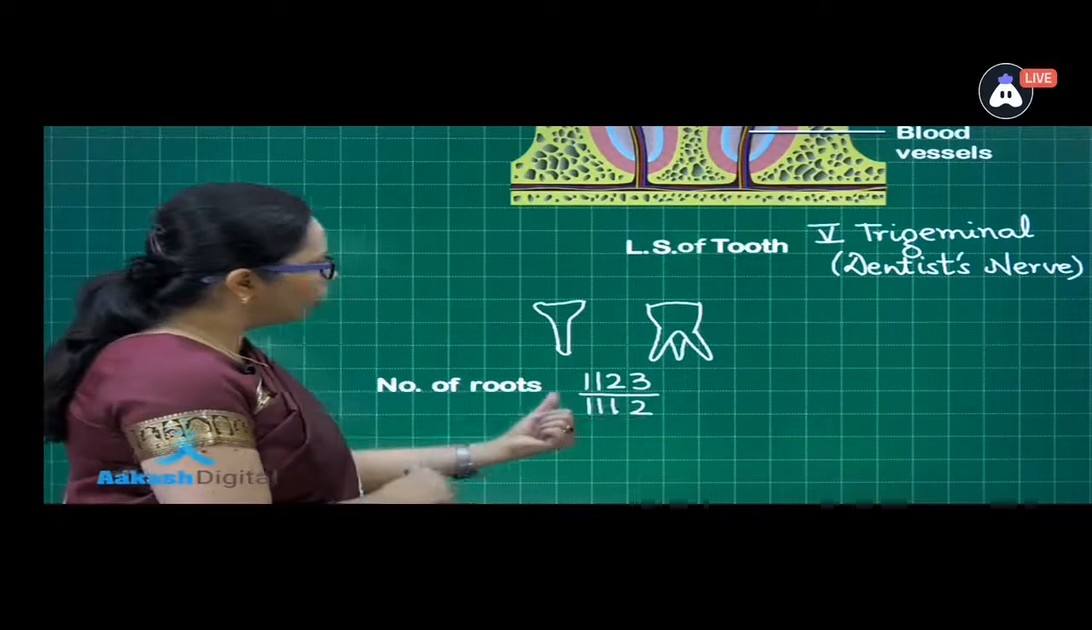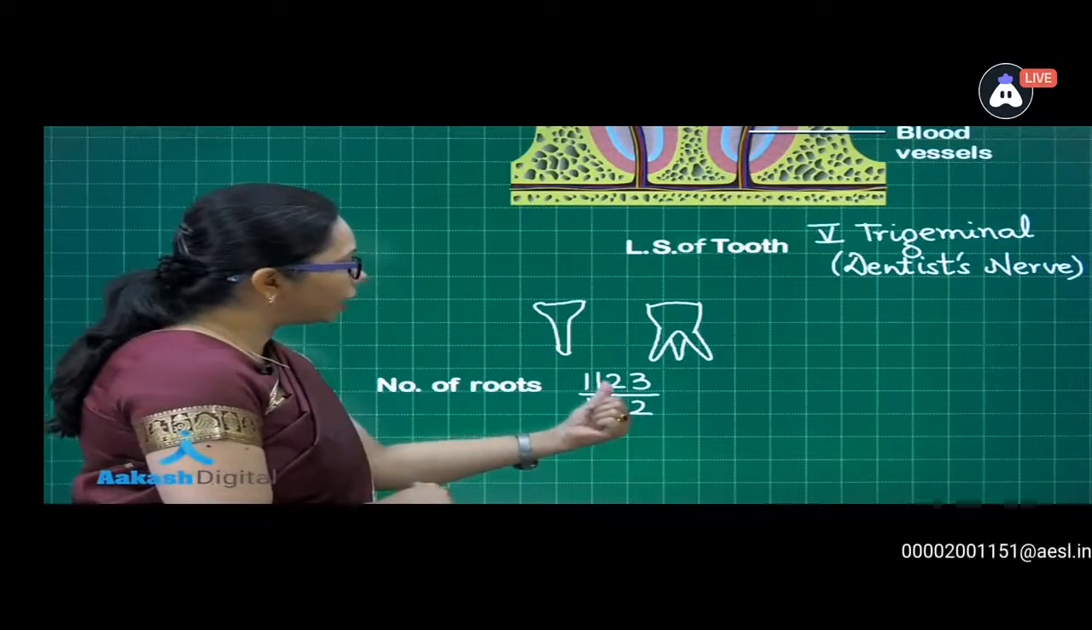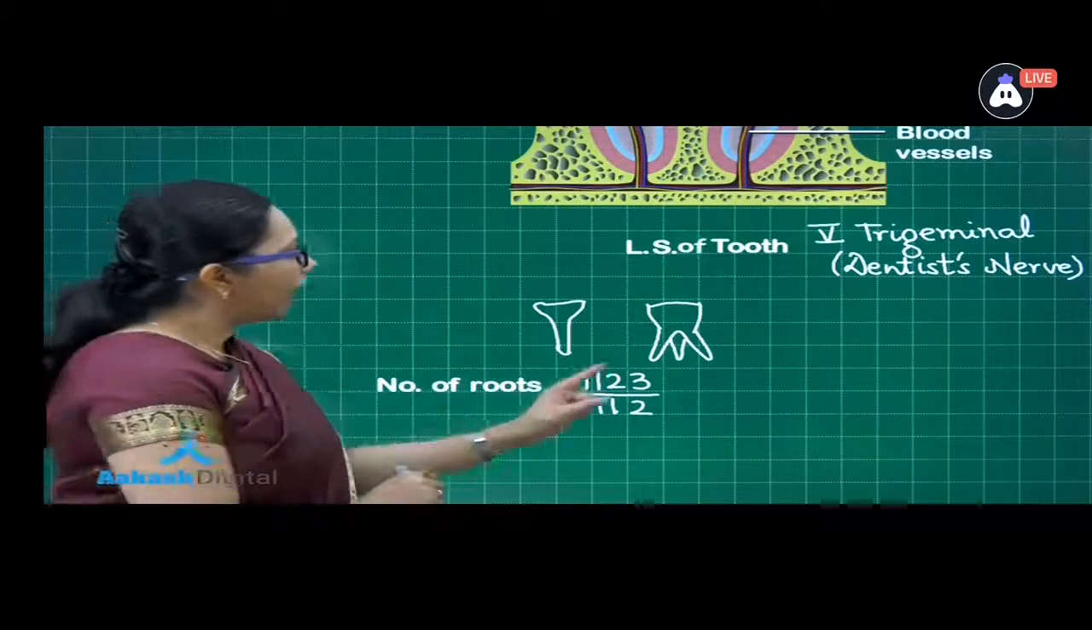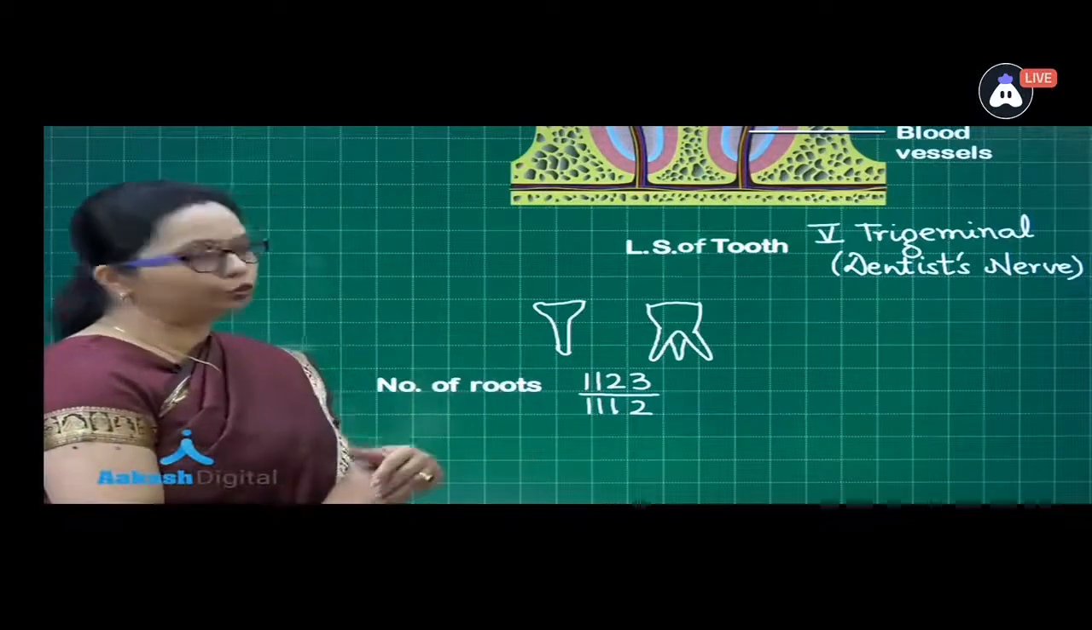While in the lower jaw, the incisors, canines and premolars, all 3 of them, have 1 root each, and the molars have 2 roots.